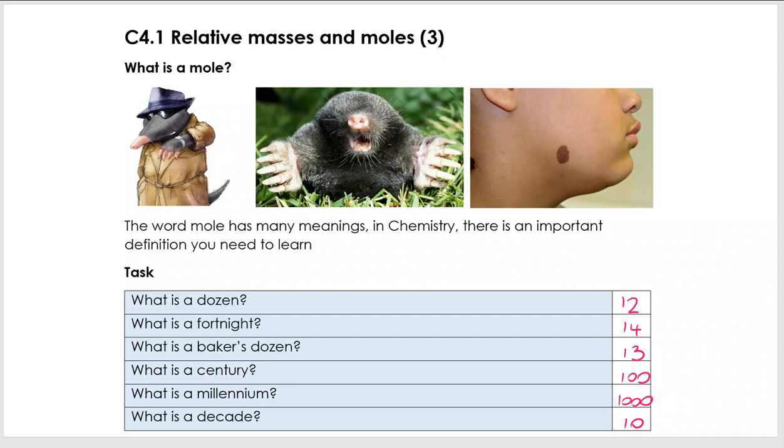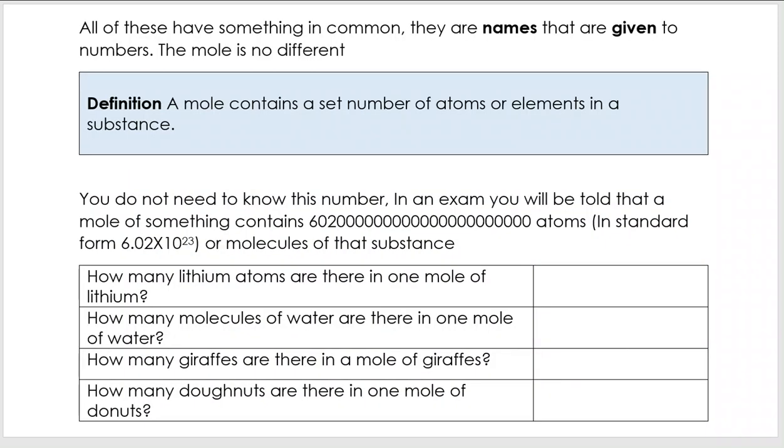But what's the purpose of asking these questions? Well, when we talk about a mole, it contains a set number of atoms or elements in a substance. It's a name given to a number. When we hear the word dozen, we think 12. When we think mole, we need to be thinking 6.02 by 10 to the power of 23, because that's how many atoms or molecules there are in 1 mole of any substance.